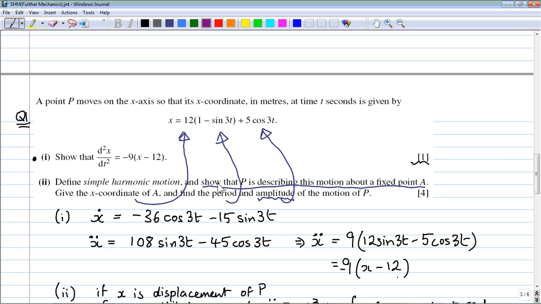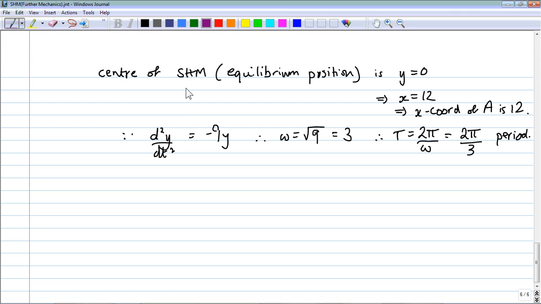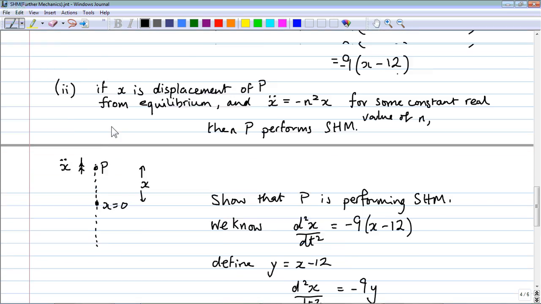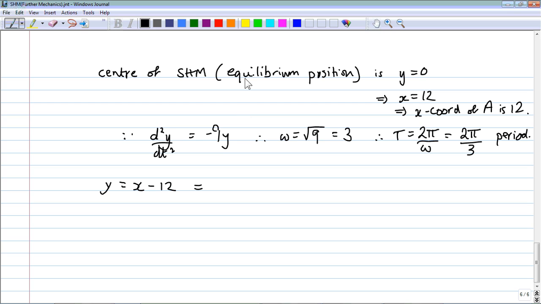So in the question we weren't really given initial conditions or extra information, but we were, and this is unusual, actually given the original form of x as a function of t. So from this we can deduce the amplitude. If we like, we can change this to y. Y is basically the same as x. Y is x minus 12. So all we're doing is subtracting the 12 from that formula, and we're getting 5 cos 3t minus 12 sin 3t.